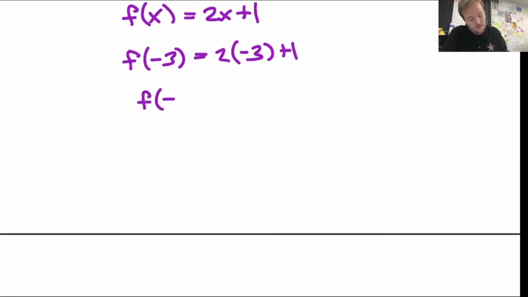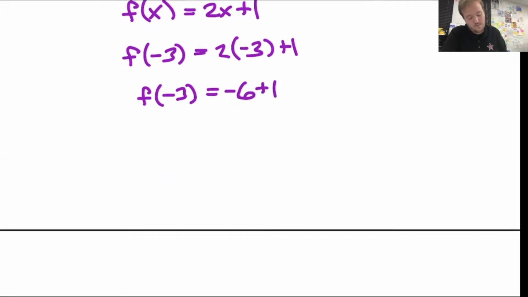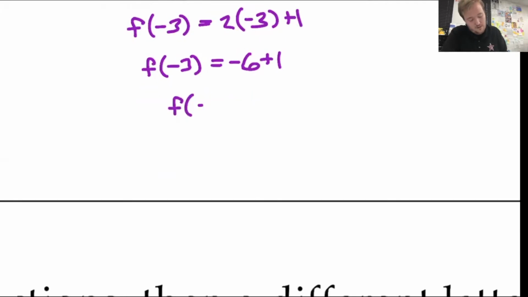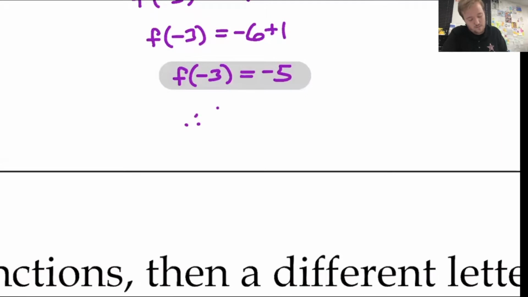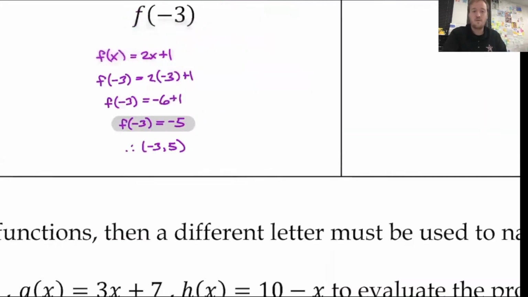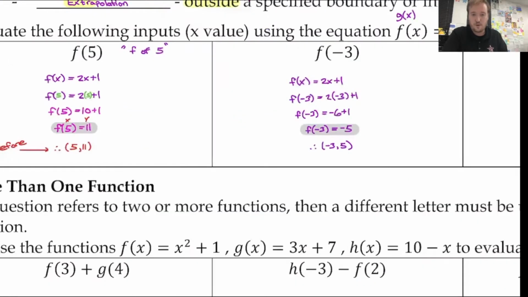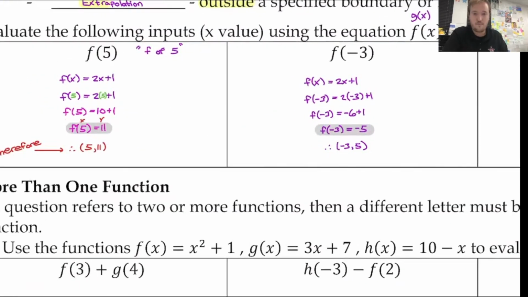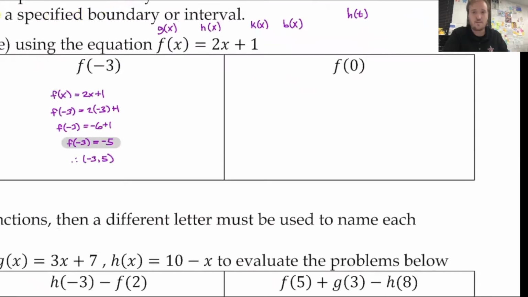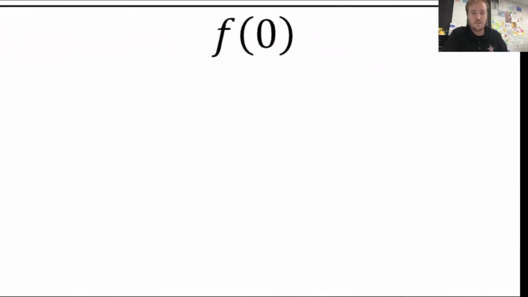So I have f of negative 3 equals, so 2 times negative 3 gives you negative 6 plus 1. So this is f of negative 3 equals negative 5. So that's what we're looking for. So therefore, negative 3, negative 5. That would be your coordinate. Okay, so I'm not really requiring the coordinates right now, but just for future reference, that's what it would be as a coordinate. All right, so I would say pause here, try this one on your own.